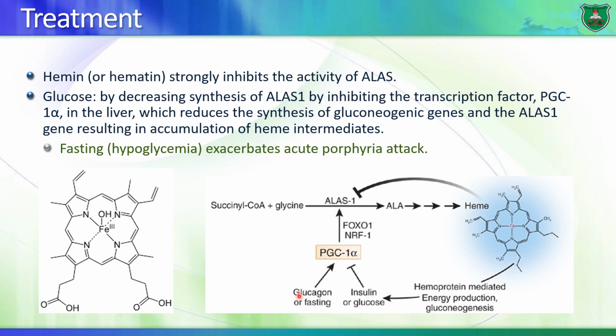So you can imagine what fasting would do. Fasting would increase the level of glucagon. Glucagon would induce the expression of PGC1 alpha, inducing the expression of ALA synthase, and of course that would result in increasing the levels of all of the intermediates.